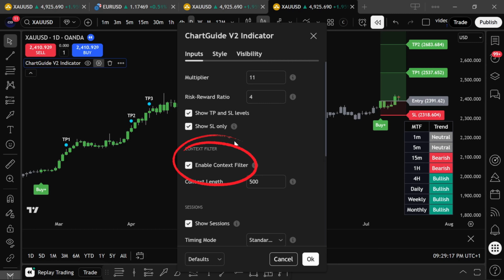Now right under that, you've got context length. This controls how strong the filter is. Higher length equals stricter and smoother filter, which implies fewer signals. Lower length equals faster reacting filter, which implies more signals, but can be noisier. If you're new, a good simple starting point is around 500.